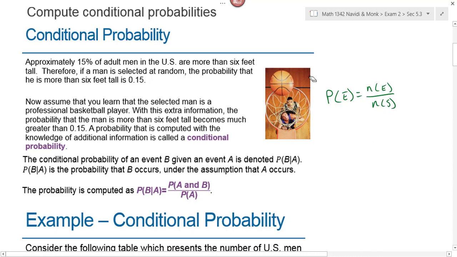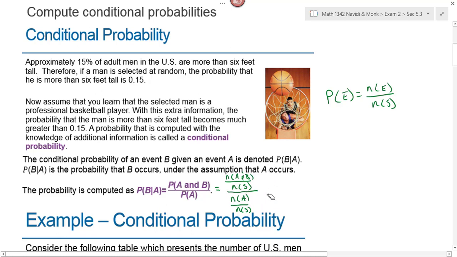Based on this way of calculating a theoretical probability, I could rewrite this formula as the number of elements in A and B divided by the number of elements in the sample space. This top part right here represents the probability of A and B happening. And then we divide that by the probability of A, which is just the number of elements in A divided by the number of elements in our sample space. Now we end up with what's called a complex fraction, a fraction within a fraction.